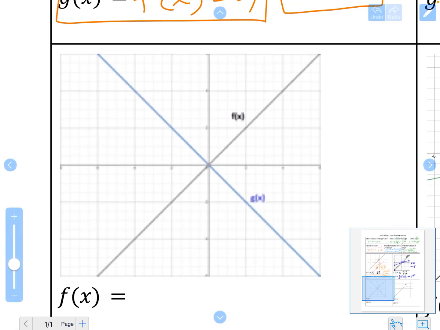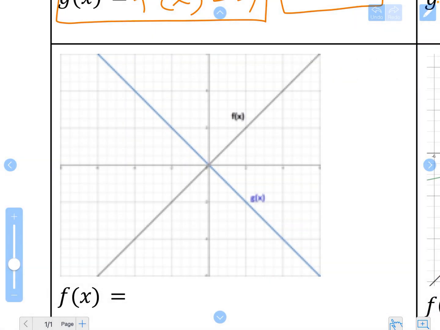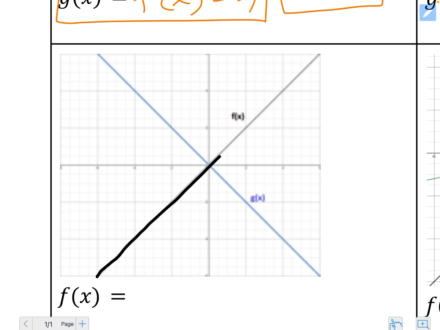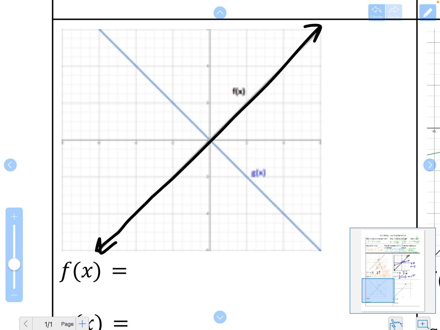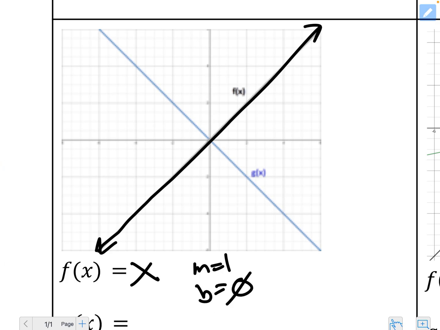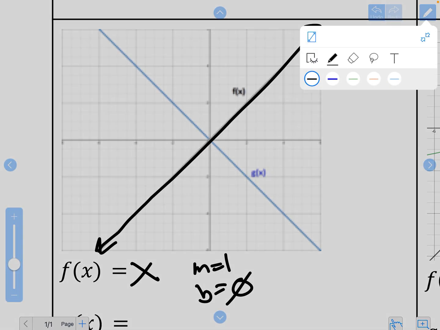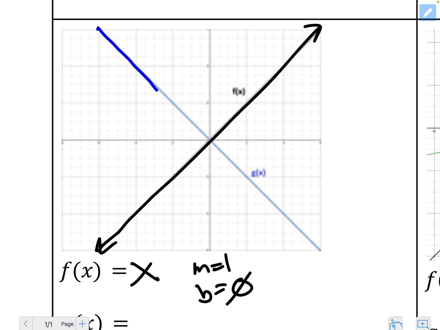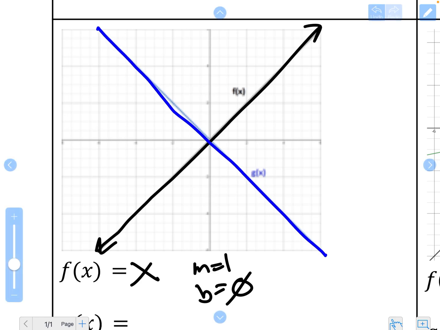All right, so let's look at these two lines here. And again, I'm going to redraw some of them just to make it a little bit easier to see. So f of x is always equal to x. That is my parent function. My slope is 1. My y-intercept is 0. So now I need to look at my g of x line. So if I look at my g of x line, my y-intercept is 0.